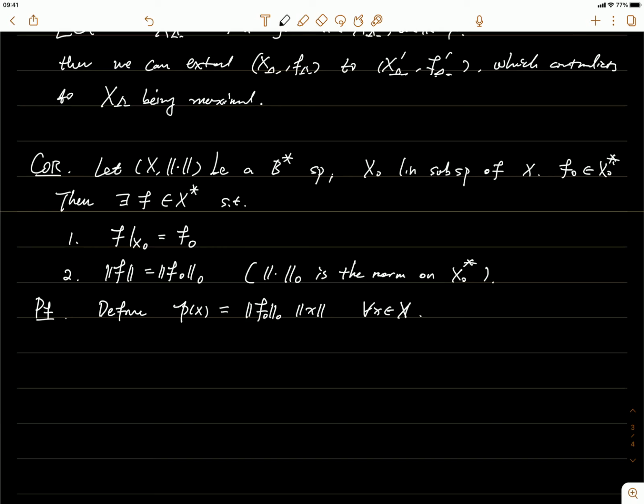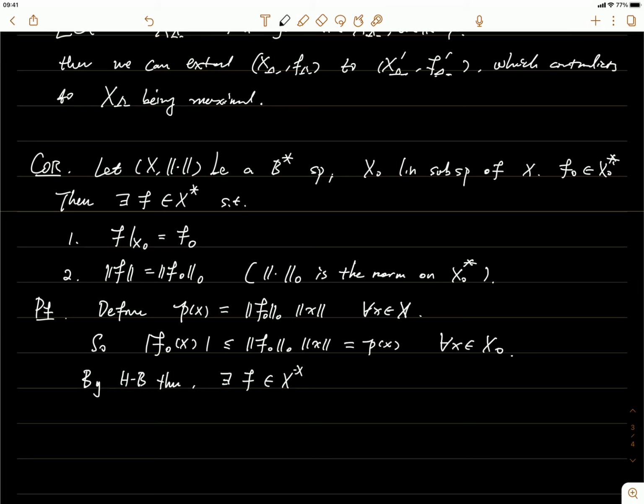Okay, another thing is, as you can see, the F naught of x, you look at this, it should be less than or equal to the norm of F naught times the norm of x, which is equal to P of x for any x in the linear subspace. Okay, so the F naught is indeed bounded above by this P. So by Hahn-Banach theorem, we know that there exists F, which is a linear functional.